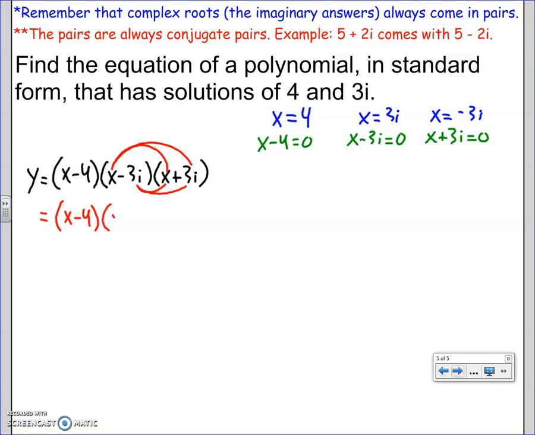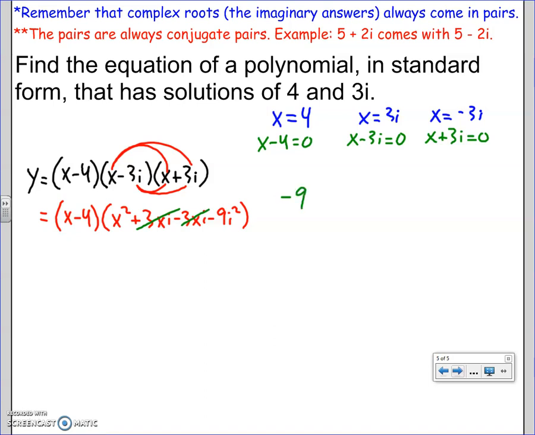So I get x times x is x squared. X times 3i is positive 3xi. Negative 3i times x is negative 3xi. Then negative 3i times positive 3i is negative 9i squared. I'm going to combine terms on the inside. Positive 3xi minus 3xi cancels out. And also negative 9i squared, remember, right here.